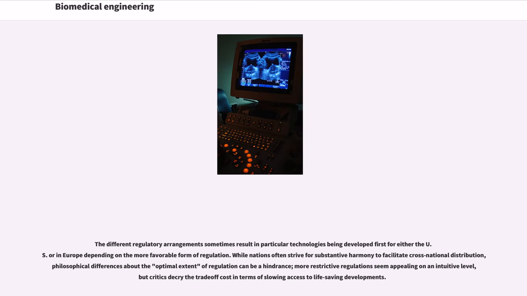The different regulatory arrangements sometimes result in particular technologies being developed first for either the US or Europe, depending on the more favorable form of regulation. While nations often strive for substantive harmony to facilitate cross-national distribution, philosophical differences about the optimal extent of regulation can be a hindrance. More restrictive regulations seem appealing on an intuitive level, but critics decry the trade-off cost in terms of slowing access to life-saving developments.